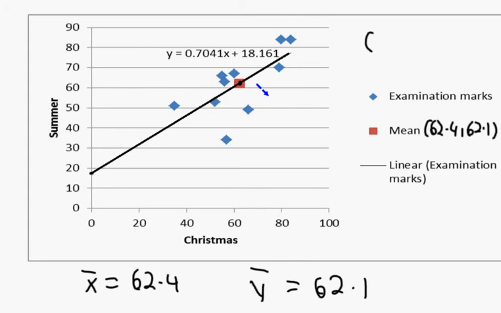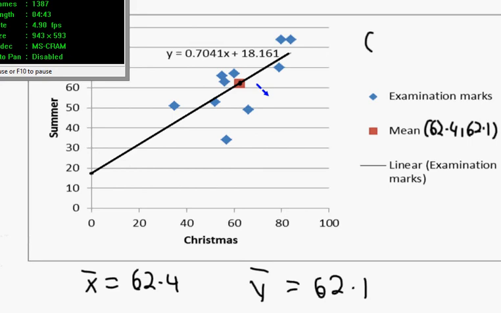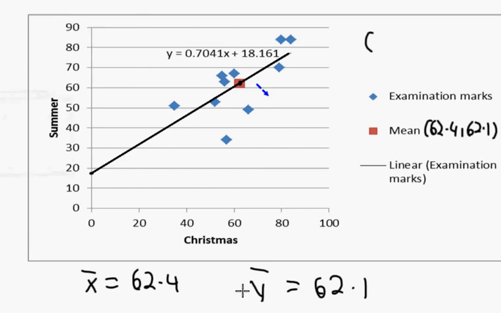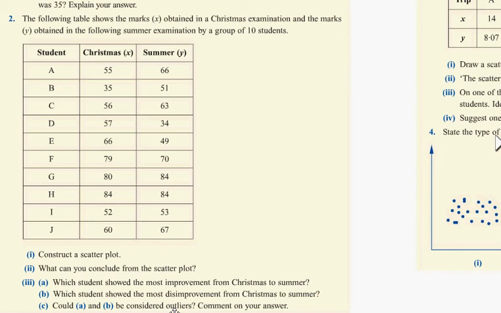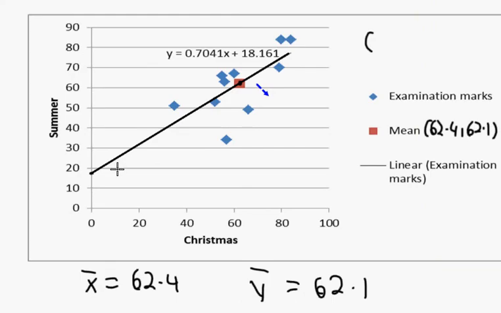Alright guys, next part here is the next question. What can you conclude from the scatter plot? Because the line goes all the way up, what we can conclude is the bigger your Christmas results, the bigger your summer results. In general, students that do well at Christmas also tend to do well at summer. There is what we call a positive correlation. Positive correlation means when one gets bigger, the other gets bigger.